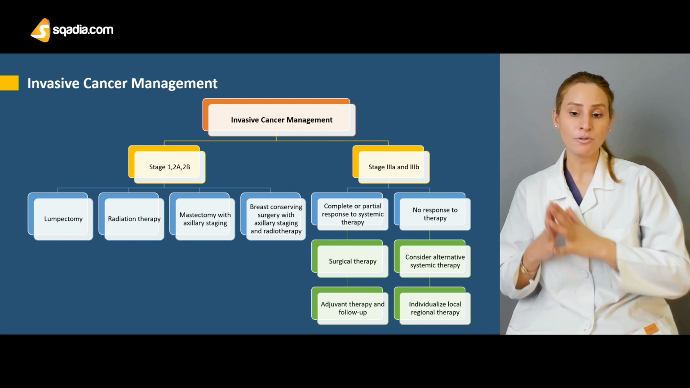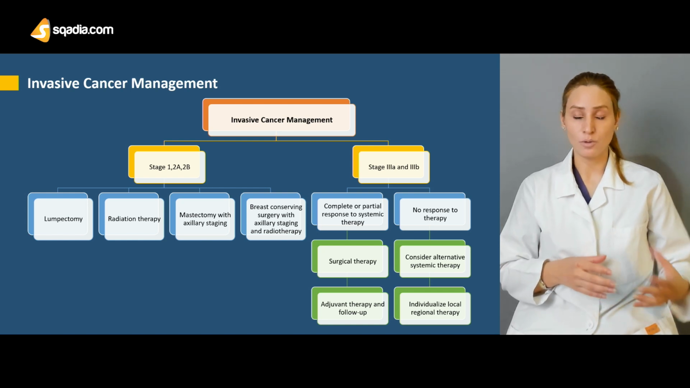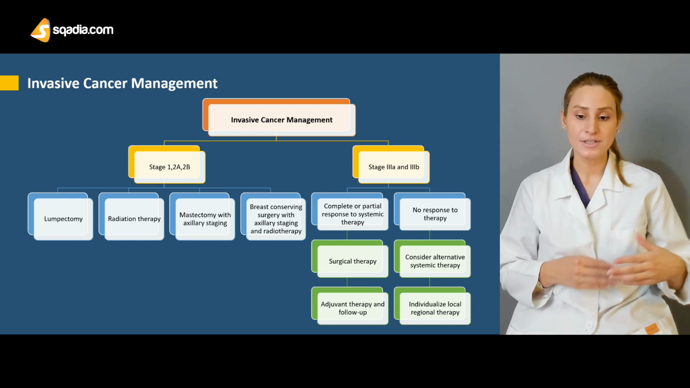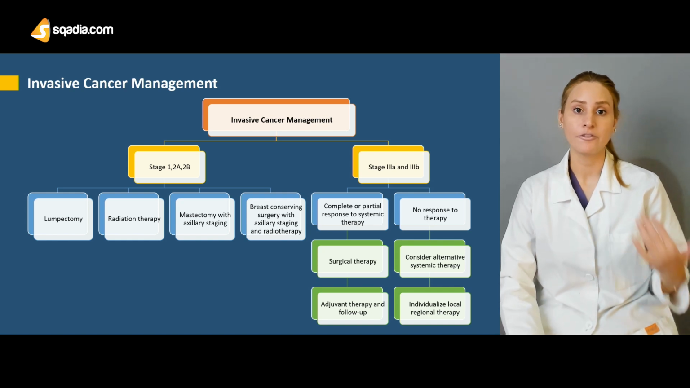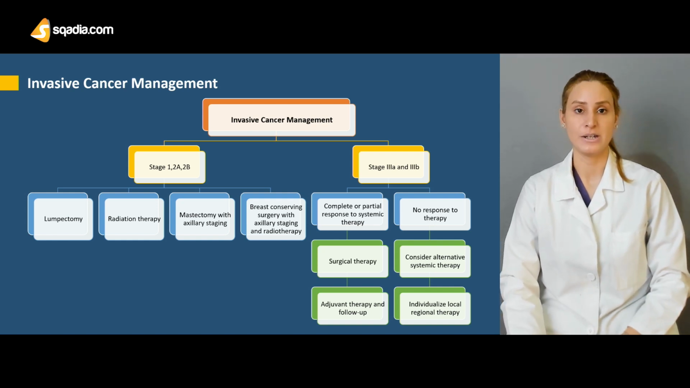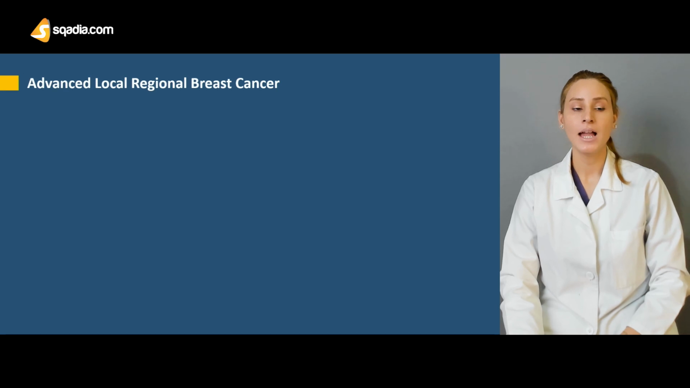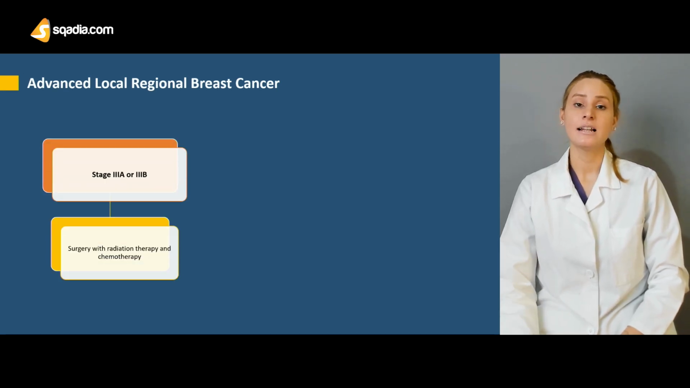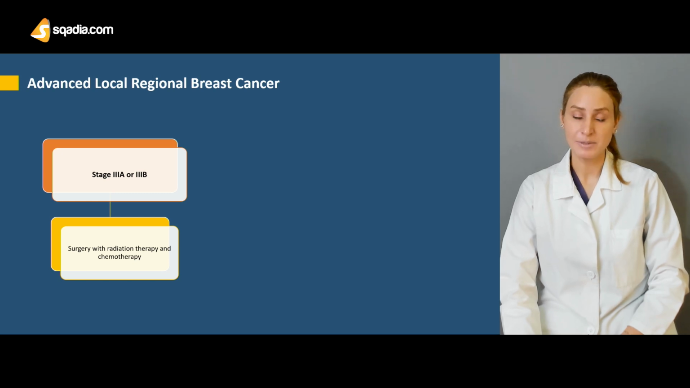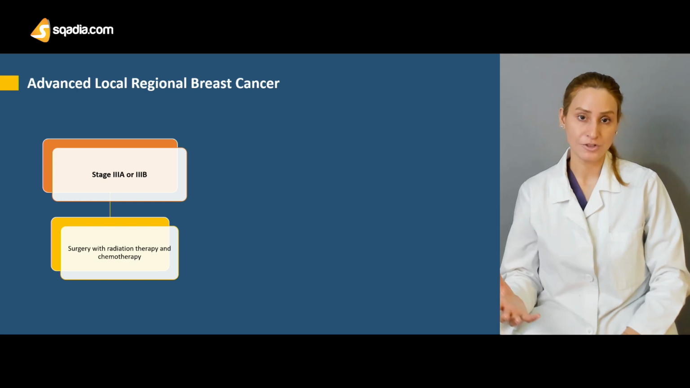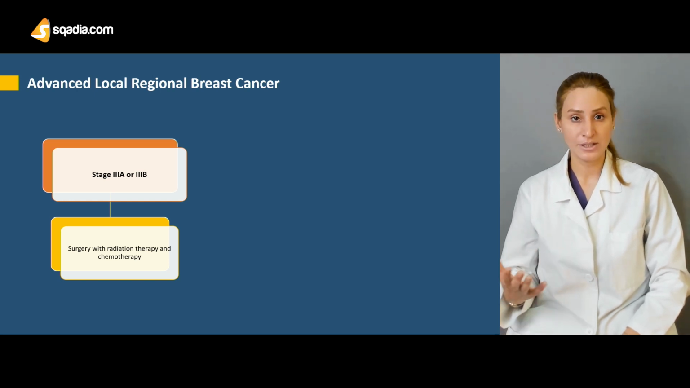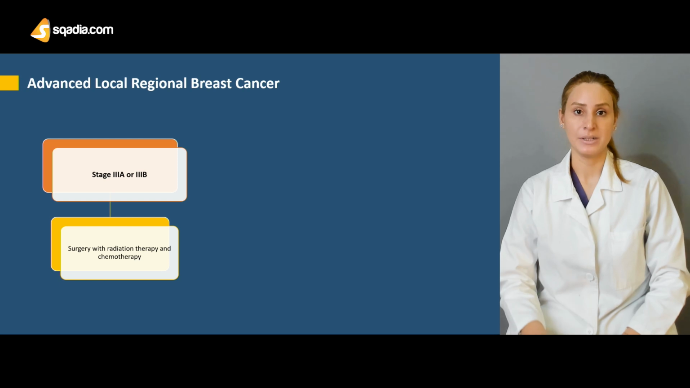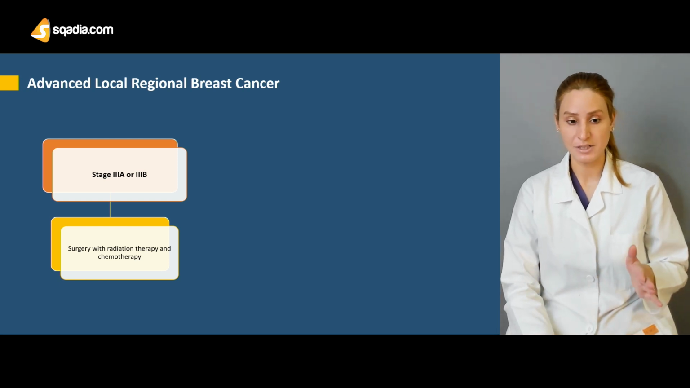So in case of no response to therapy, you have to consider alternative therapy, and then individualize local regional therapy for such patients. Okay, so in case of advanced local regional breast cancers, like stage 3A and stage 3B tumors, the option is to go for surgery combined with radiotherapy and chemotherapy, right?